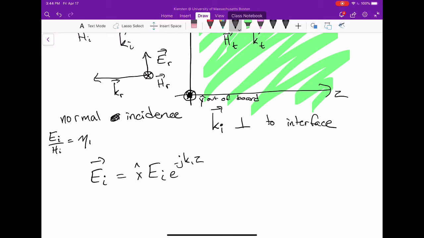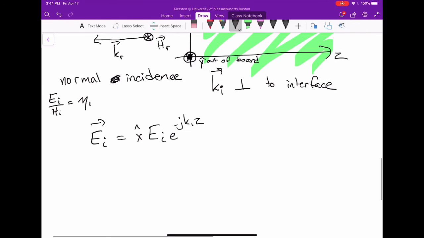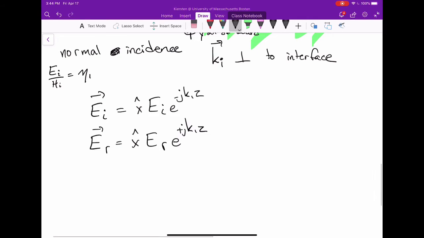In medium 1, the total electric field that I have is going to be the sum of that and ER, which is x hat ER e to the plus j k1z. And this is the reflected plane wave. So E1 in medium 1 is EI, which is a function of z, plus ER, which is also a function of z.